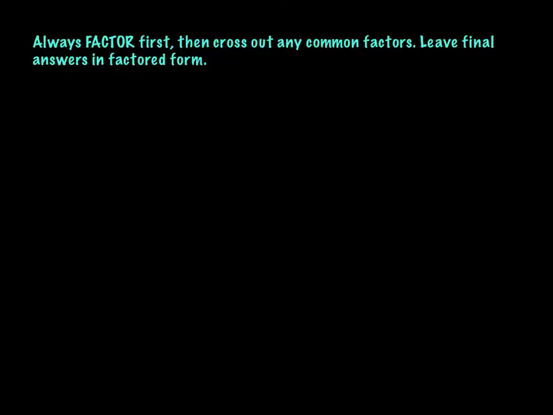Okay, so the rule for simplifying these problems is always factor first. Always. You have to factor first. Well, didn't mean to turn it pink, but that's cool. Always factor first, and then cross out any common factors. Do not cross out through things. Remember, we cannot cross out through addition or subtraction. Then you leave your final answers in factored form. I don't want to see everything all FOILed out and multiplied out. That's ugly and not simplified. So let's do some example problems now.